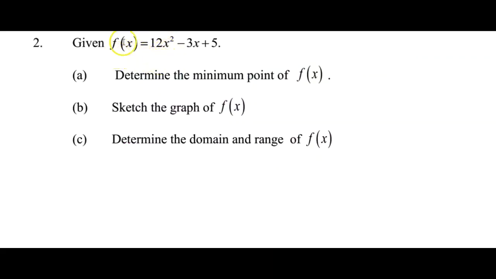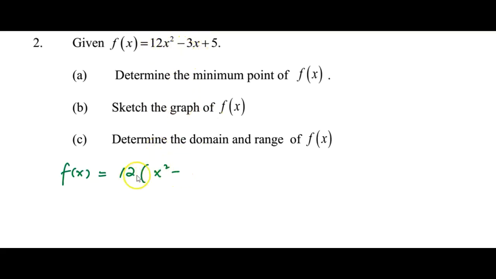For question 2, again, we are dealing with quadratic functions. That is f(x) equals 12x squared minus 3x plus 5. And for question A, we need to determine the minimum point of f(x). So to determine the minimum point, again, I will stick to completing the square. I'm going to factor out the 12, making the coefficient of x squared to be 1.